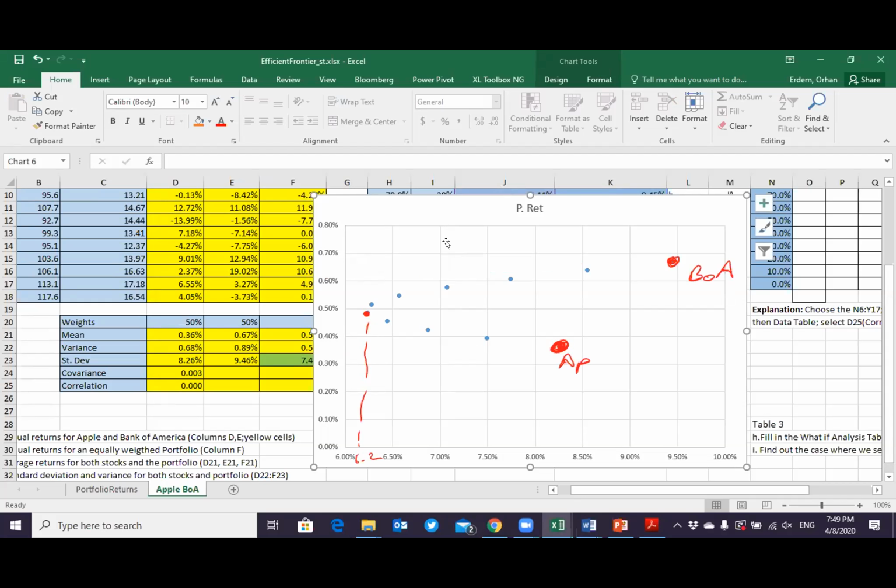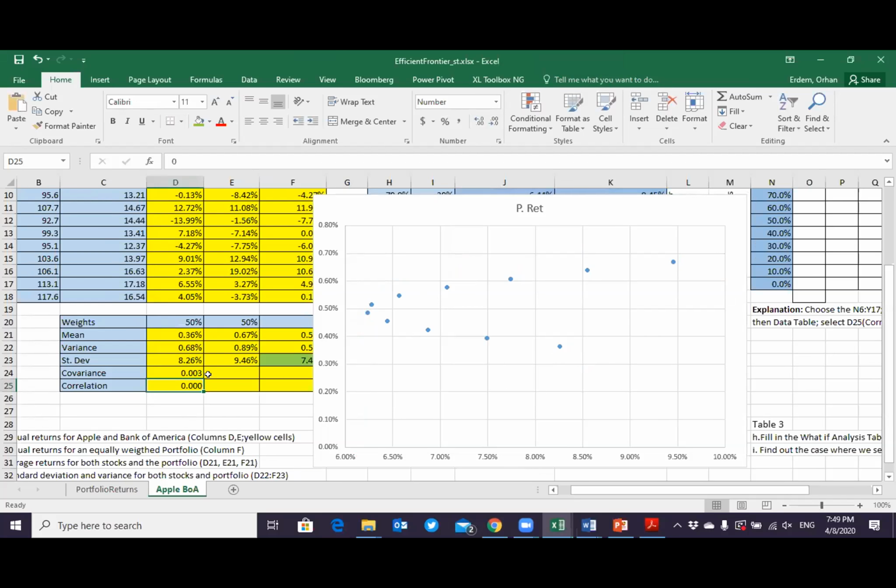This is 100/0, this is 90, this is 80, this is 70, this is 60, this is 50, this is 40. Which means that if the correlation is 0 and you invest 40% in Bank of America and 60% in Apple, your portfolio is going to be here, whose risk is by far lower than either of those. So let's continue. Let me show you the magic now.